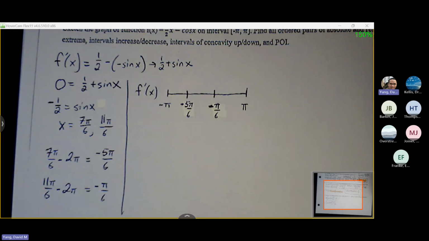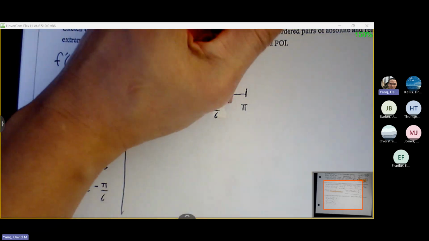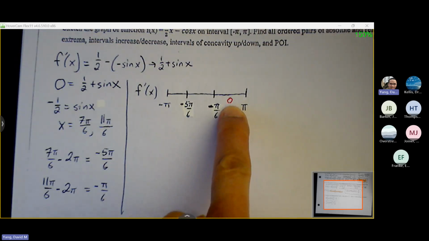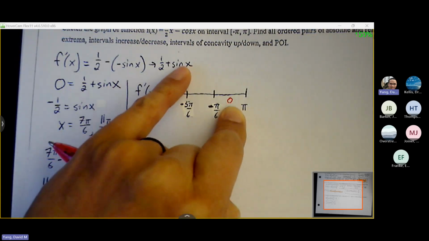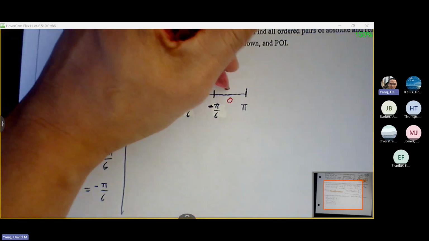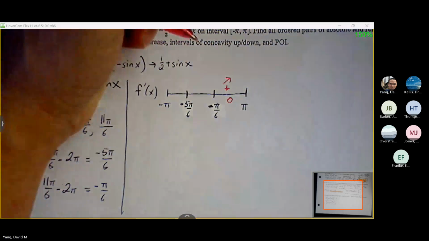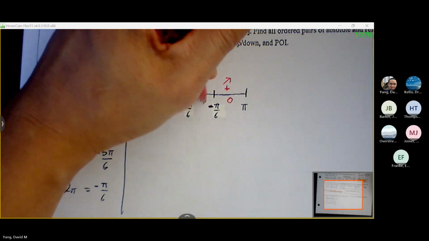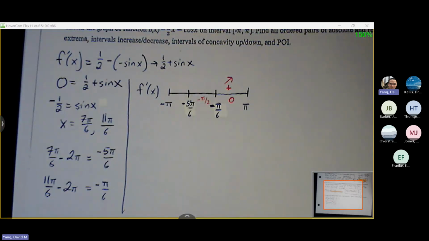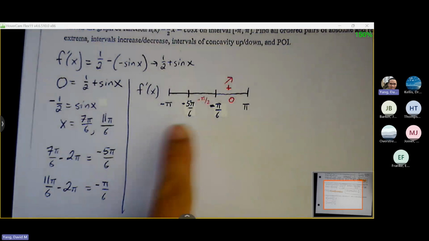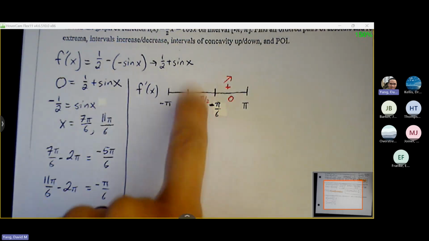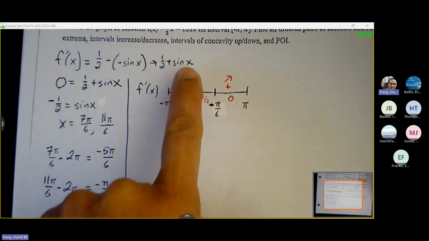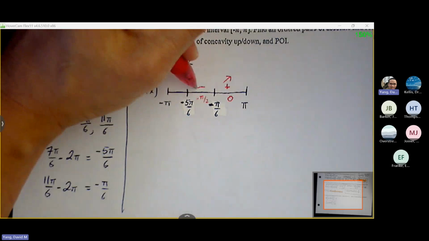Our graph is always going to be oscillating. So if I just test 1 or 2 numbers, I should be able to figure out the pattern here. If I plug 0 into my derivative, 1/2 plus sine of 0, it's going to be positive. If I plug in negative pi over 2 for x, that's basically the same thing as sine of 3 pi over 2. We know sine of 3 pi over 2 is negative 1. Negative 1 plus 1/2 is negative.